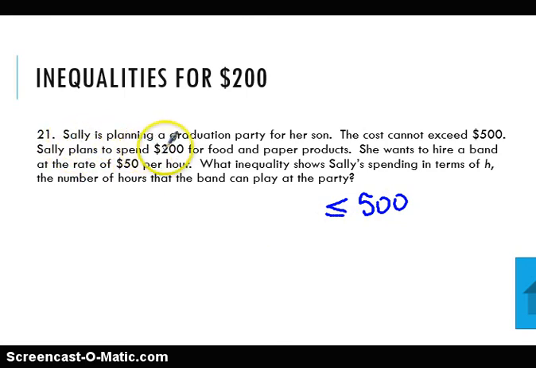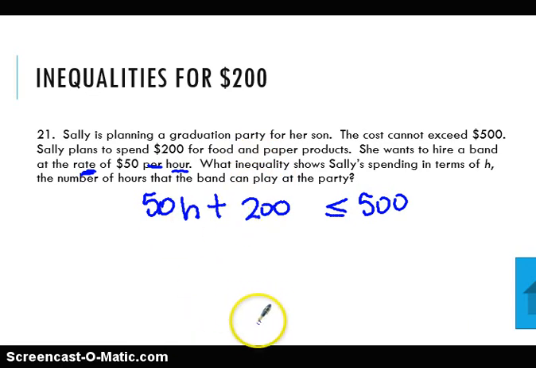Sally plans to spend $200 for food. There's 200 out of it. She wants to hire a band at the rate of $50 per hour. So you add the cost of the band per hour plus 200 for food and the paper products. So here's your inequality that will tell you how many hours she can have the band. If you went ahead and solved it, you would get this, but it's just asking for the inequality.